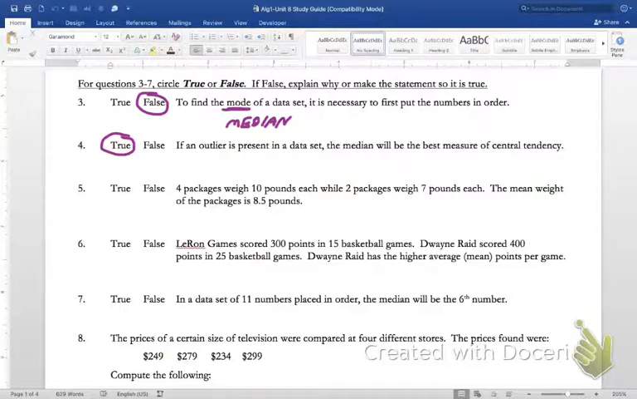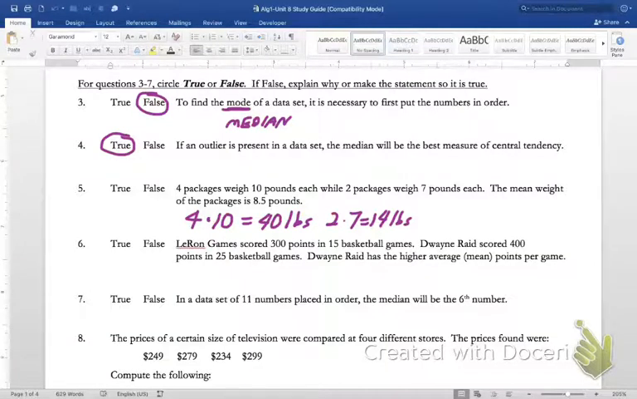Number 5, 4 packages weigh 10 pounds each, while 2 packages weigh 7 pounds each. And the mean weight of the packages is 8.5 pounds. Well, we need to do the math to see if this is correct or not. So I'm going to have 4 times 10. So 4 packages at 10 pounds each will be 40 pounds. And then I'm going to have 2 packages of 7 pounds each, and that's 14 pounds.